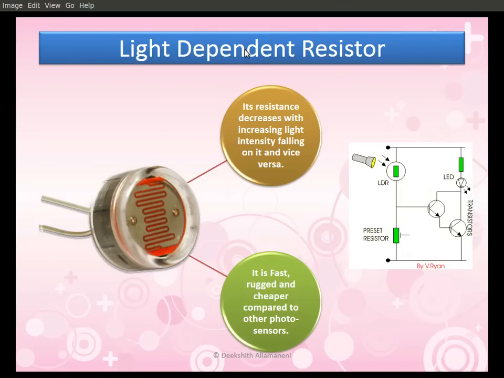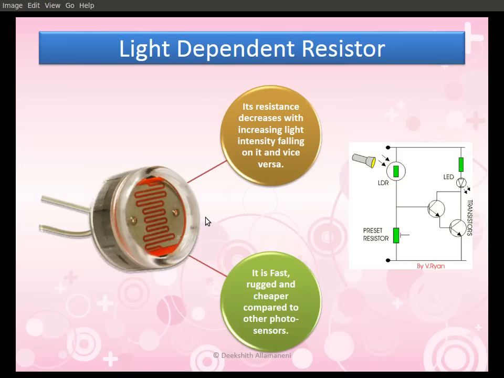LDR functions as follows. Its resistance decreases with increasing light intensity falling on it, and its resistance increases with decreasing light intensity. That means in the daytime it offers a very low resistance because light falls on it, and when it is dark it offers a very high resistance. That is the property of this.